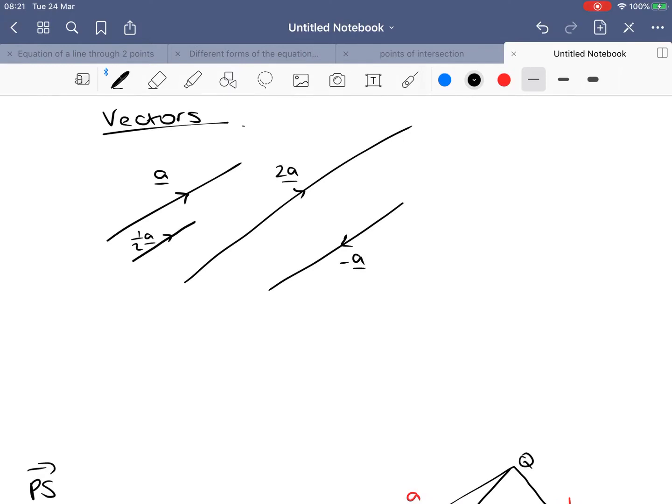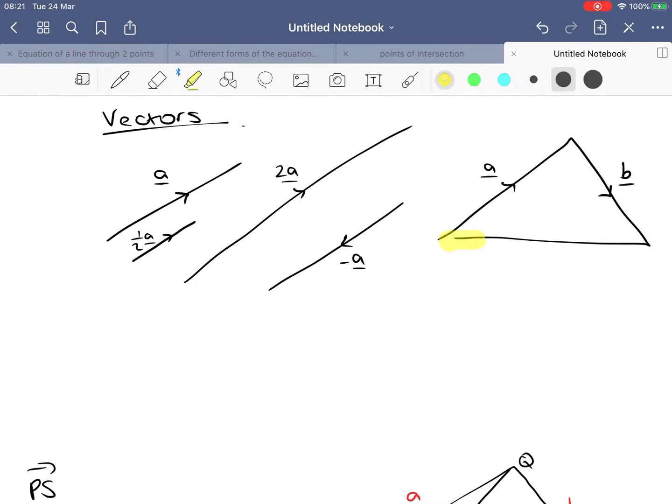So quick recap, if I had a triangle and I said that was vector A going that way and vector B going along here, if I wanted to know what the vector in that direction was, I could think, well, actually, I'm going along that line and along that line to get from here to here. So the vector for that would be A plus B.